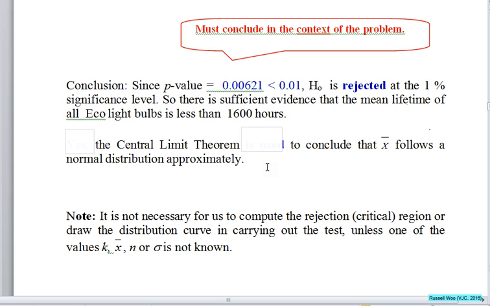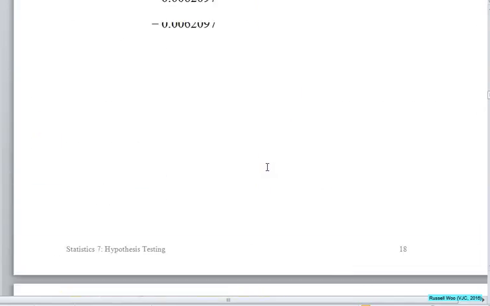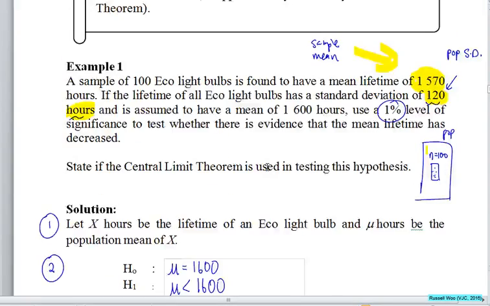What did the question say? The question asked, state whether central limit theorem is used. Yes, central limit theorem is used. Why? Look carefully. Of course, I said so already. But look here. The lifetime of all light bulbs has a standard deviation and mean of 1006. Nowhere is it stated whether X is normally distributed or not. Nowhere in the question.